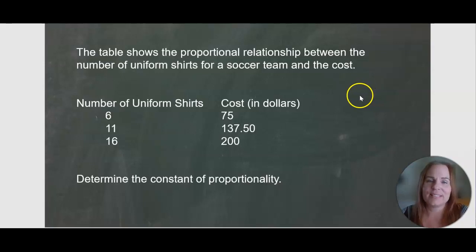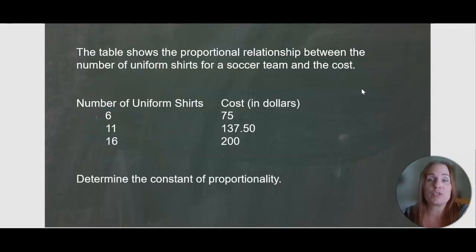Let's look at constant of proportionality. So in the last video, we divided to find what all of the ratios equaled to see if they all equaled the same thing. So you didn't know it, but we were actually finding the constant of proportionality. That's all it means, that value that all of the ratios are equal to. So let's take a look.